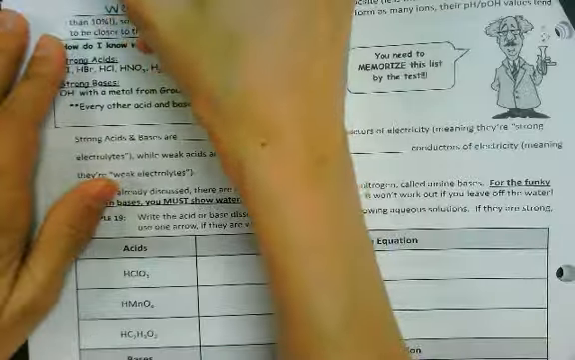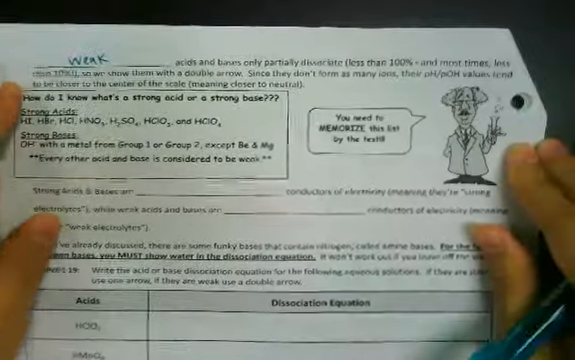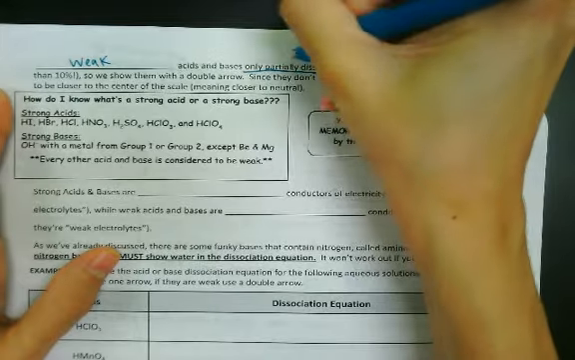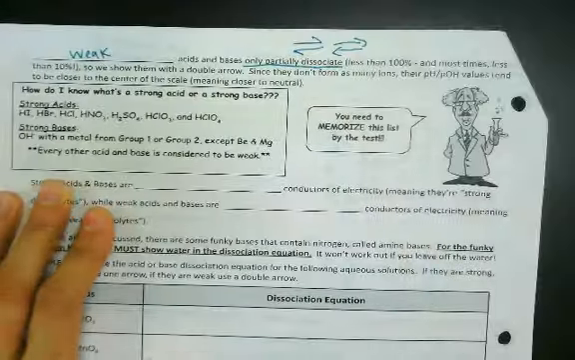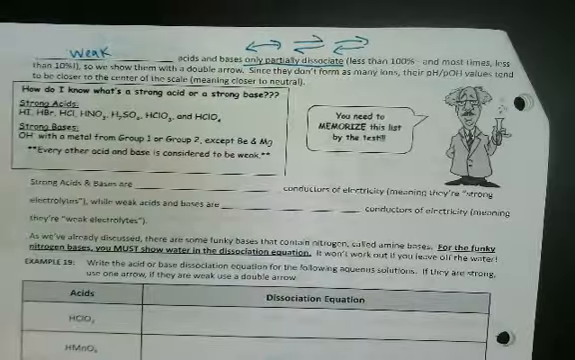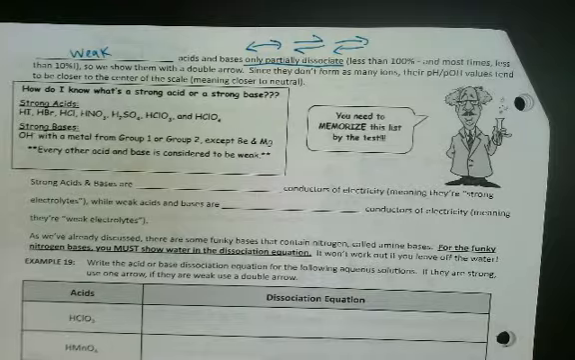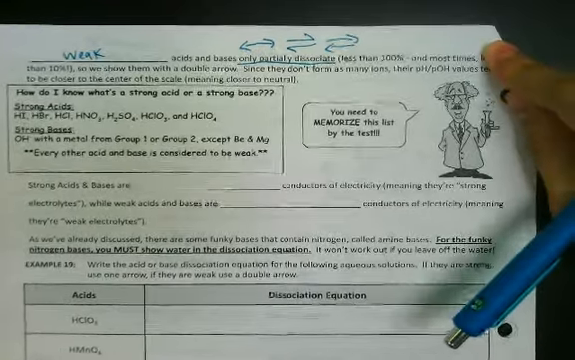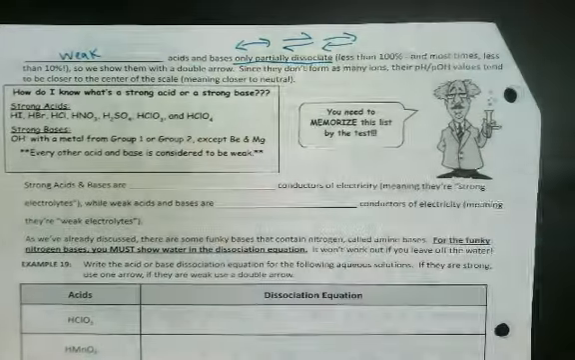The weak acids and bases, on the other hand, only partially dissociate. So that's the other arrow we learned about, the two-way arrows. Again, I don't care how you draw them as long as I see that they are two-way. One of those three will suffice. These guys only partially dissociate. That means less than 100%. Most times, less than 10%.